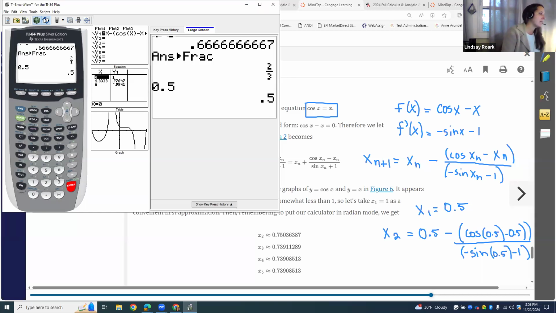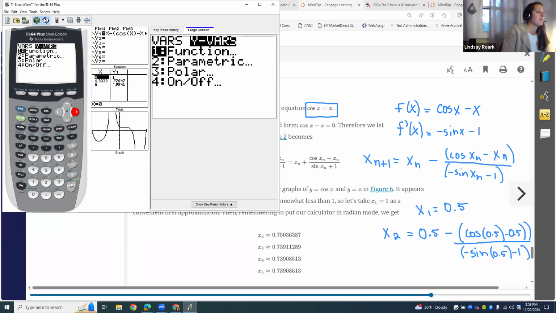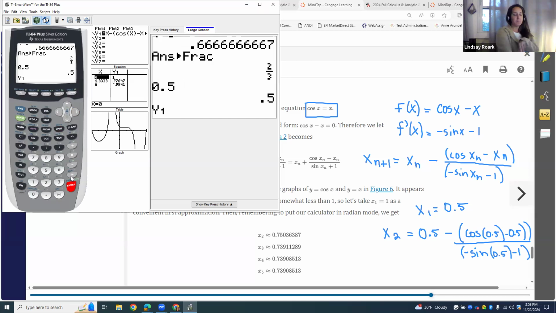So you might remember back in the day, we can recall y1 a few different ways. The old school way, which is what I always remember, which they've made some improvements because I know it's a little clunky to do this, is we can go to vars and we go over to yvars and then we push enter on function and we push enter again on y1.